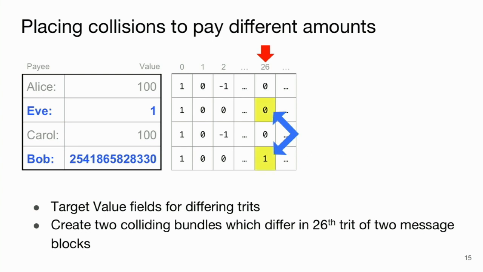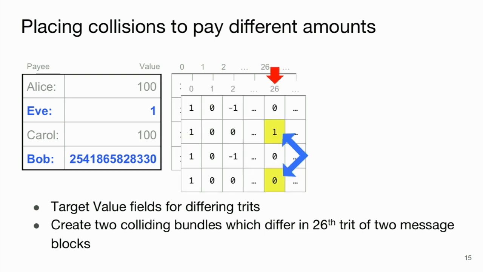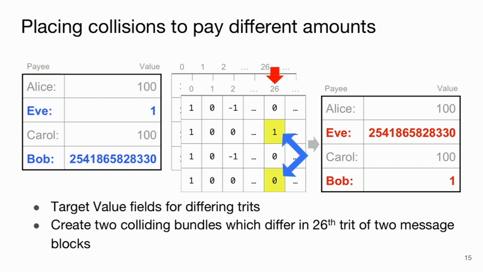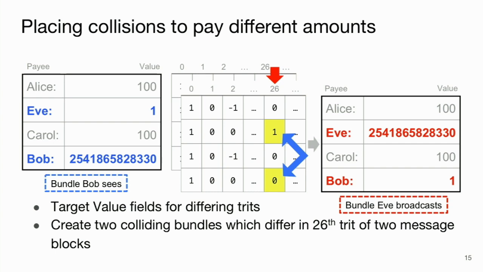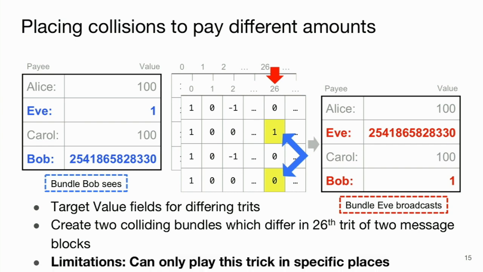So what Eve does is she creates another bundle, which is exactly the same as the previous bundle, except the trits are swapped. And she creates these bundles in a way such that they have the same hash under curl P27. What this does is create a malicious bundle in which Eve gets this large amount of money, in IOTA in USD terms around $2 million, and Bob gets a very small amount of money. And of course, the blue thing is the thing that Bob sees. The red thing is the thing that Eve actually broadcasts.